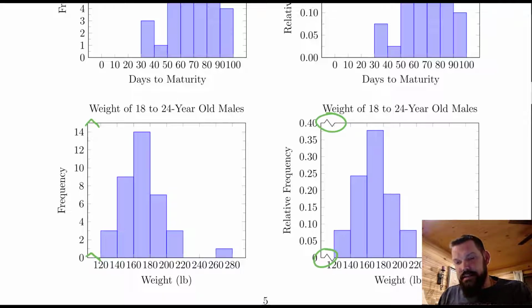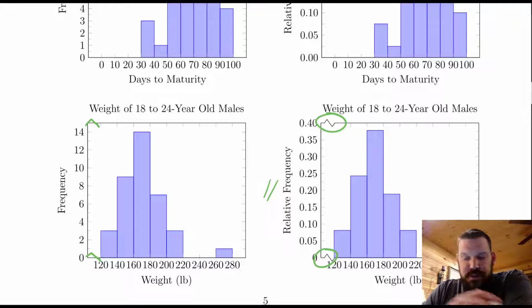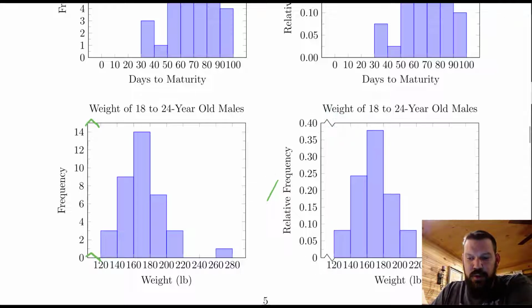All that indicates, and that's something important, is that you can use this kind of slash looking symbol, or you can use two parallel lines at an angle to indicate a break in the graph, and that simply shows us that the graph is not to scale at that particular point. It doesn't go 0 to 120. The width from 0 to 120 is not the same as the width from 120 to 140.